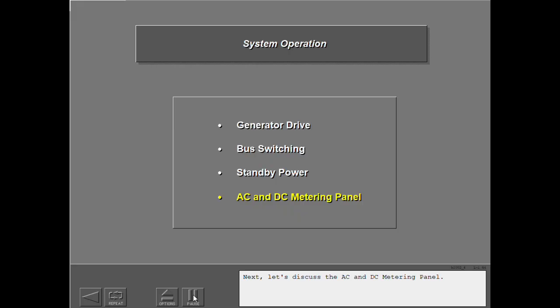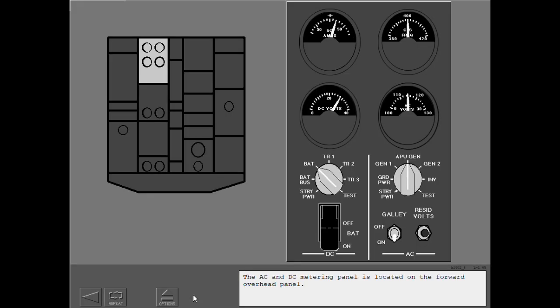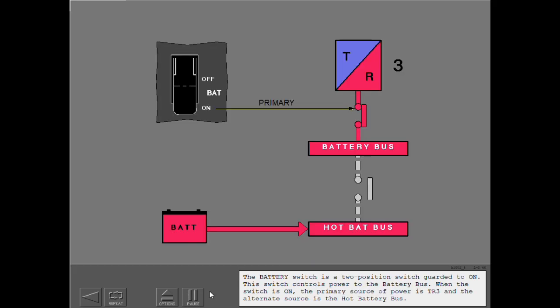Next, let's discuss the AC and DC metering panel. The AC and DC metering panel is located on the forward overhead panel. The battery switch is a 2-position switch guarded to on. This switch controls power to the battery bus.